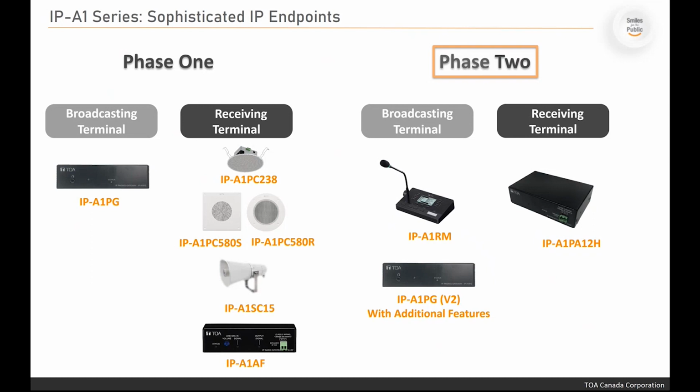We are working and progressing on developing a phase two of this system that includes new items such as a remote microphone, the IP-A1 RM, and additional features to the existing devices, like the paging gateway, which will have its scheduler. And finally, on the receiving terminal, we will introduce the IP-A1 PA12H, which is a high impedance 12-watt power amplifier.